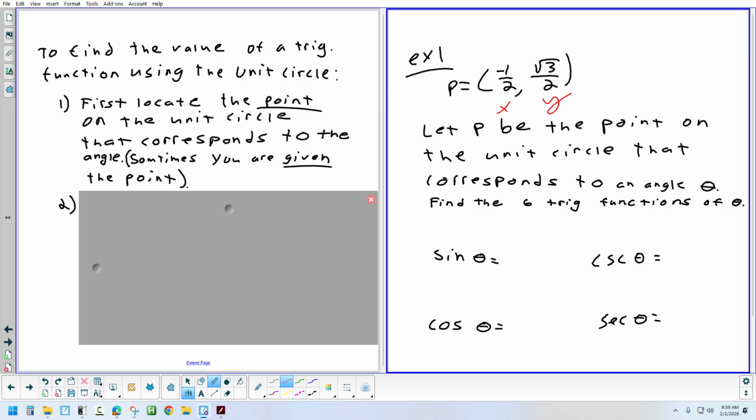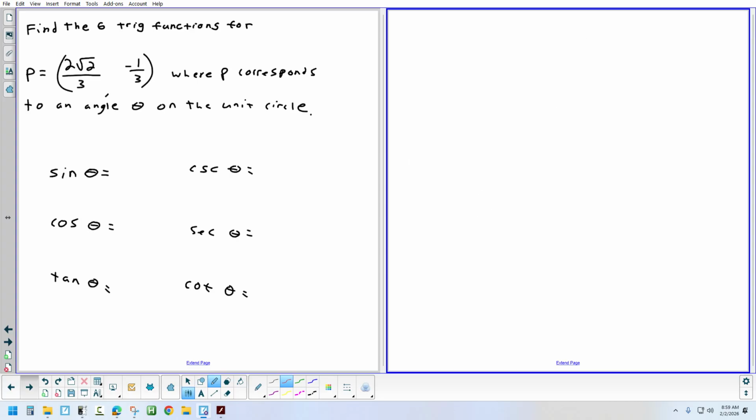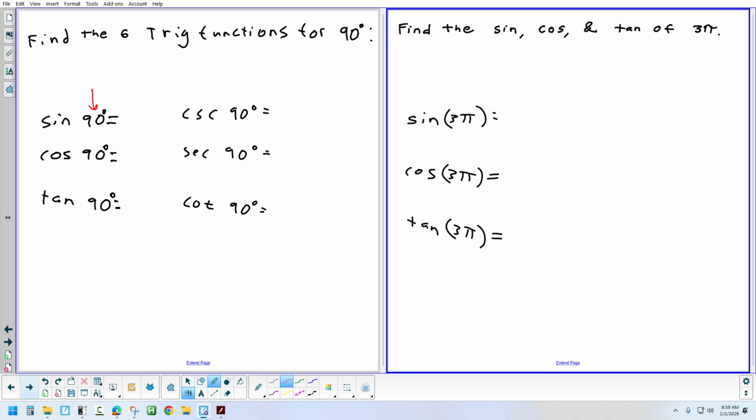What would it look like if they don't give you the coordinate? They give you one like this. Instead of the coordinate, they're telling you the angle, 90 degrees. So now you have to go back and look at the diagram and remember what was the coordinate for 90 degrees. So we'll do some where I give you the coordinate, and then we'll do some where I give you the angle instead.